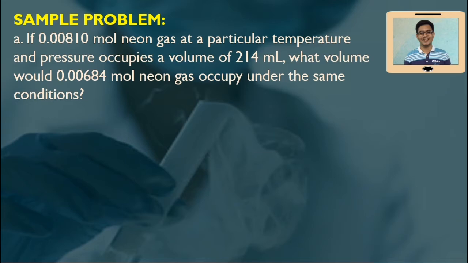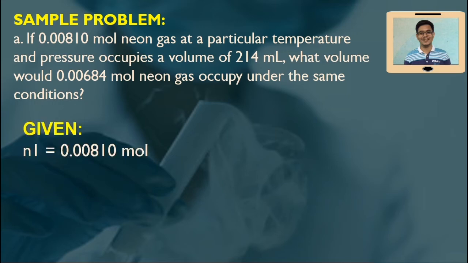So we have this sample problem wherein if 0.00810 mole neon gas at a particular temperature and pressure occupies a volume of 214 milliliters, what volume would 0.00684 mole neon gas occupy under the same conditions? So take note that the temperature and pressure in this law is said to be in the same condition, so constant.